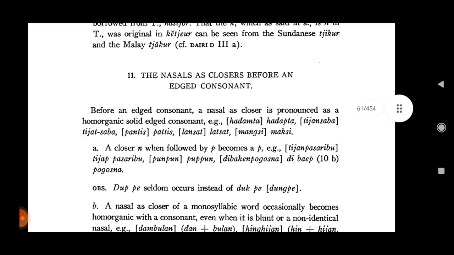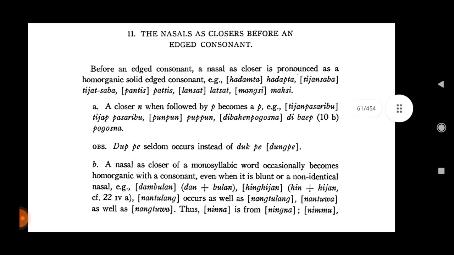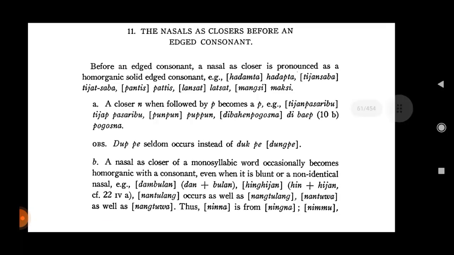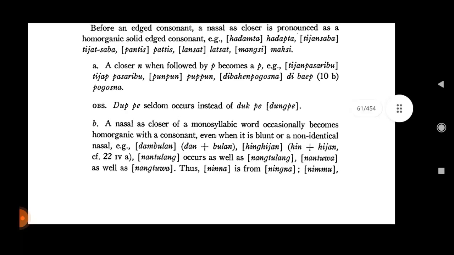The nasals as closers before an H consonant. Before an H consonant, a nasal as closer is pronounced as a homogenic solid H consonant, e.g. harapta, tiat saba, patis, lansat, maksi. A closer and when followed by P becomes a P, e.g. tiap per seribu, pun, dibayan pogosna. Dupe seldom occurs instead of dungpe.